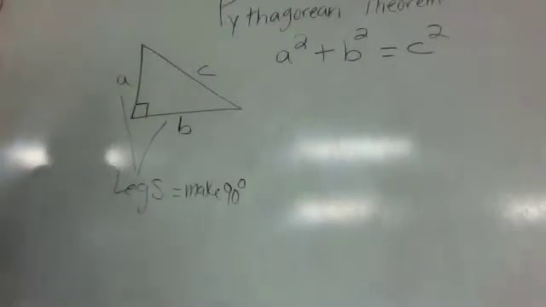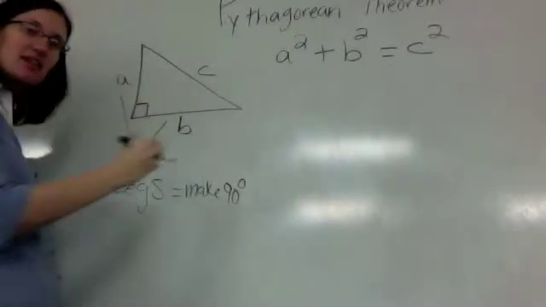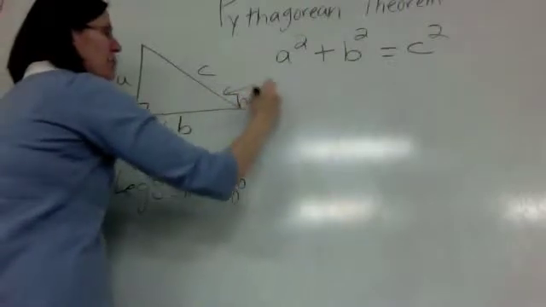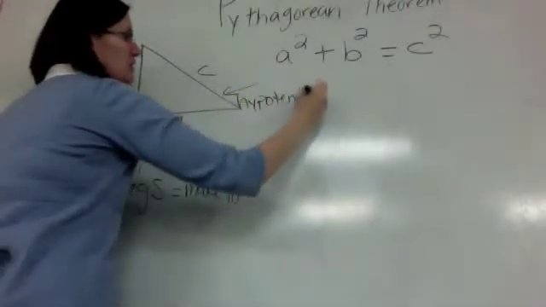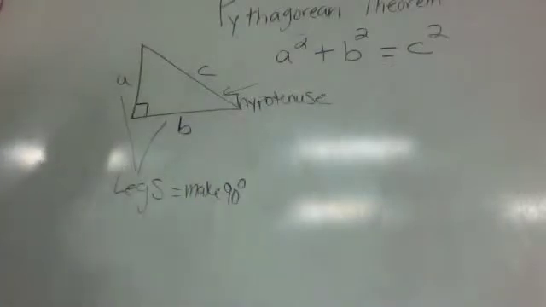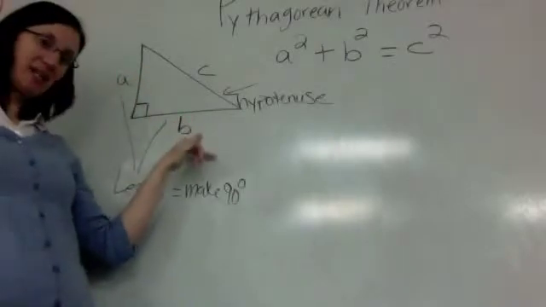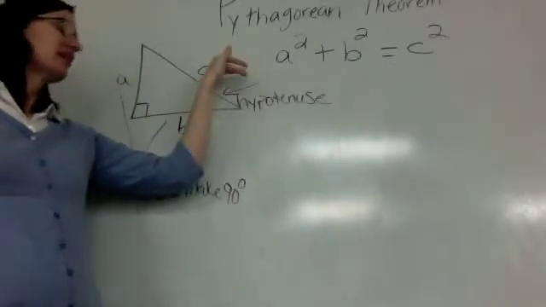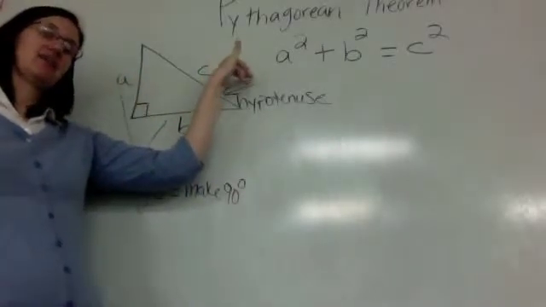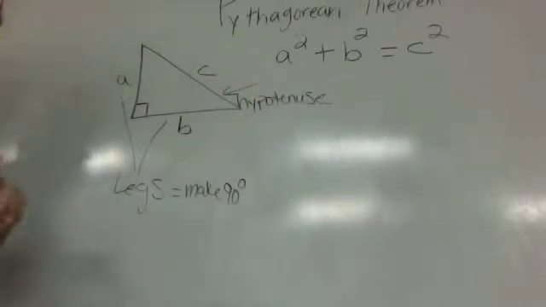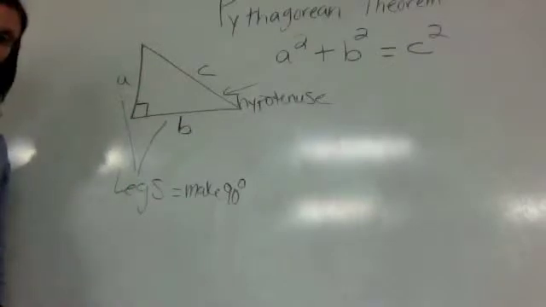So the legs are the two sides that make the 90-degree angle. C is the longest side, and remember that that is called the hypotenuse. Now, what the Pythagorean theorem says is if you square whatever this side length is, square whatever this side length is, and add them together, it will equal whatever that side length is squared. So the idea is, if you know two of the side lengths, use our algebra skills to find the third.